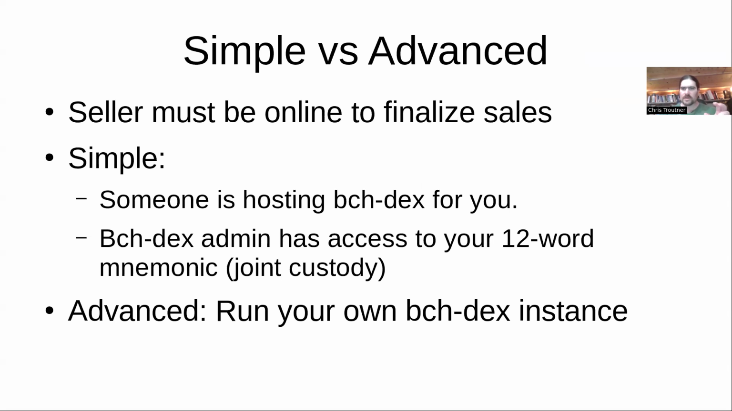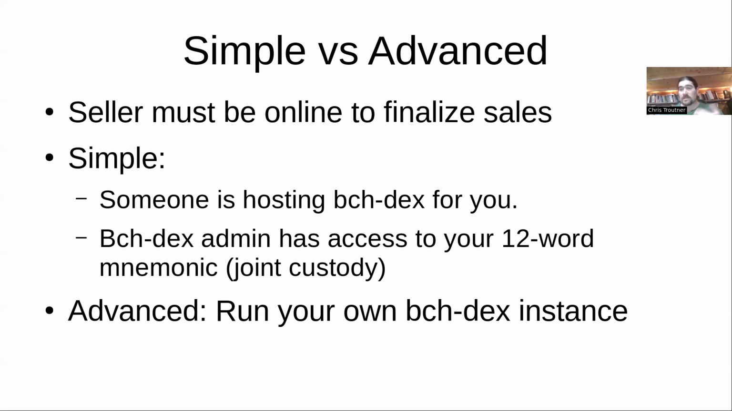For both versions, the seller needs to be online in order to finalize sales. The way the SLP DEX works is it's SWaP, which stands for signal, watch, and pay. So there's a signal, which is generated by the seller when they offer their token for sale. And then there's a counter offer, and the seller watches for that. And then they finalize the transaction. It's that third step is why the seller's software has to be online.